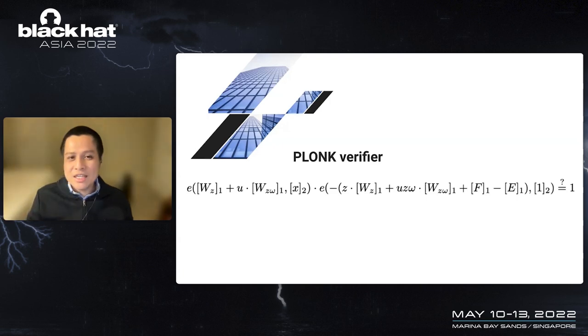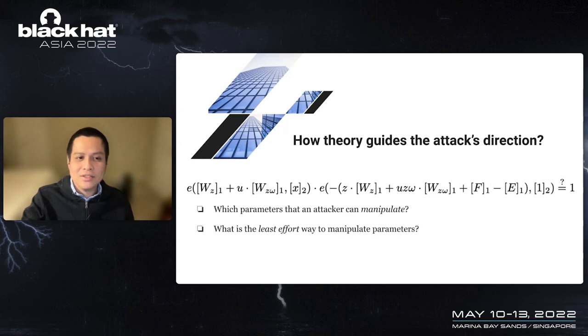Okay, so here is the PLONK verifier. Look at the equations. I just give you the last equation, but there are a lot of symbols here, right? It looks scary. Basically it computes two pairings, and it checks whether the result equals one. As an attacker, when we look at this, the first question is, which parameters can the attacker manipulate? And what is the least effort to manipulate parameters, right? Because, yeah, we are lazy. We don't want to spend all day attacking a very difficult point. We want to find the weakest point.